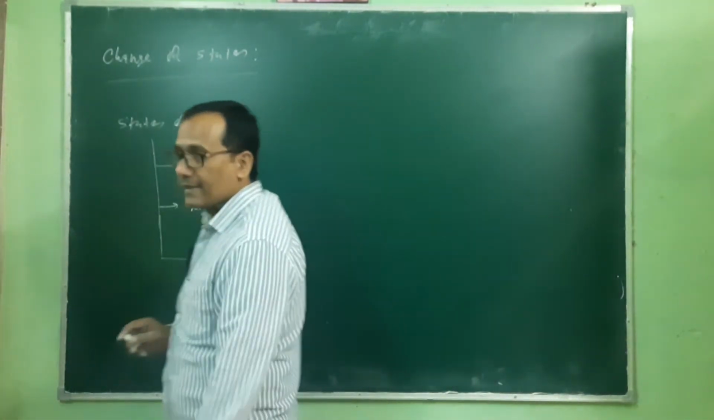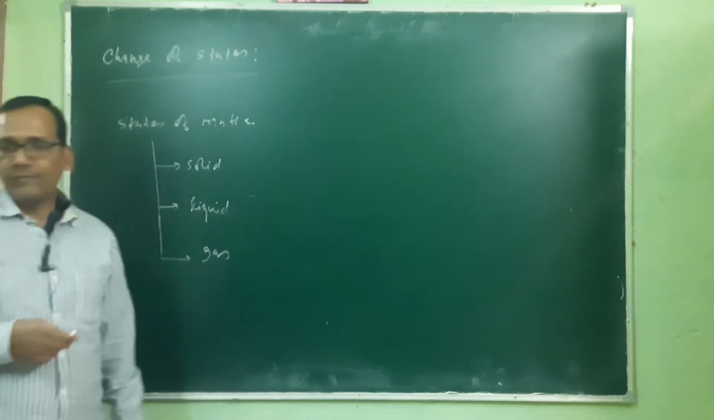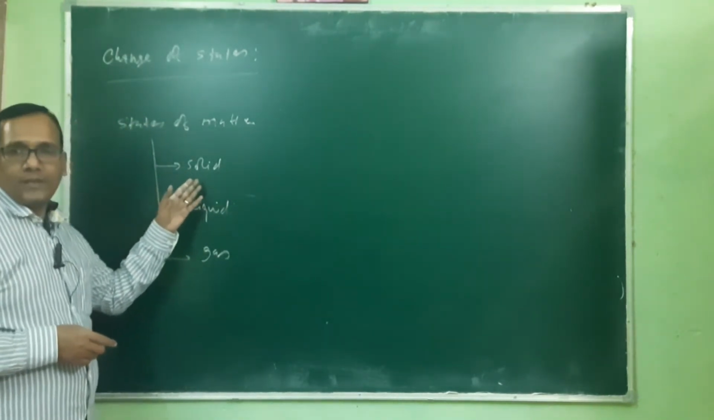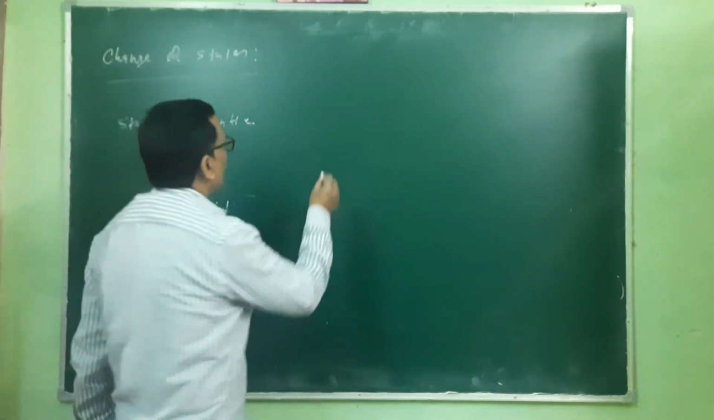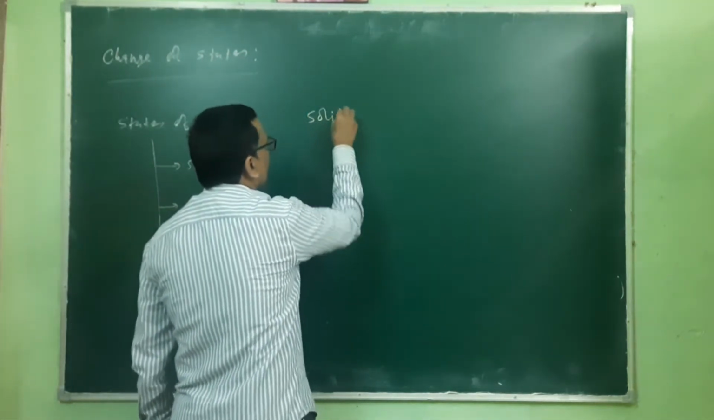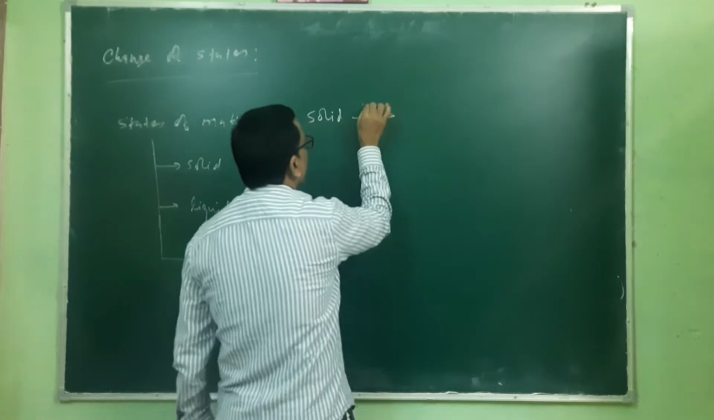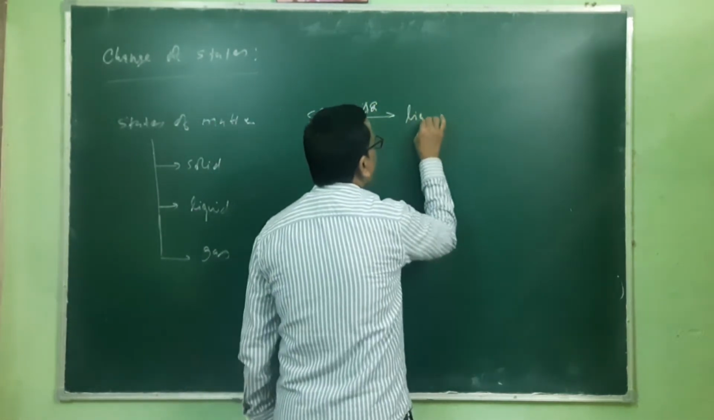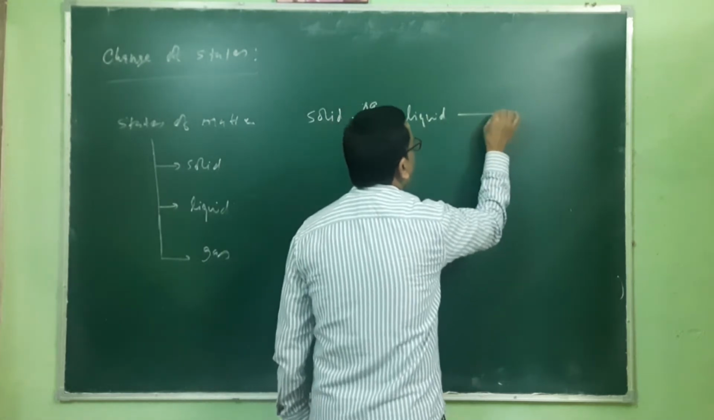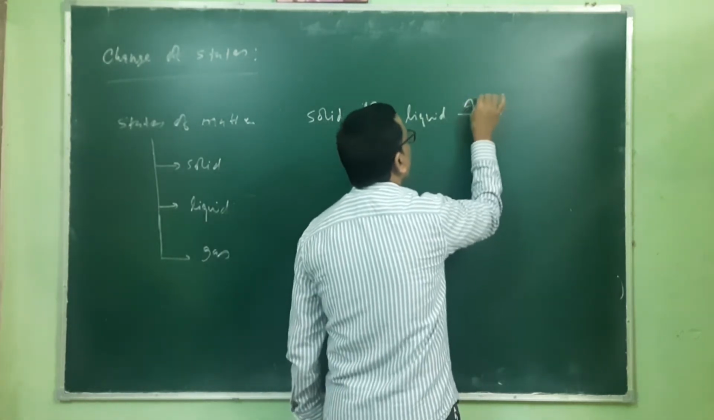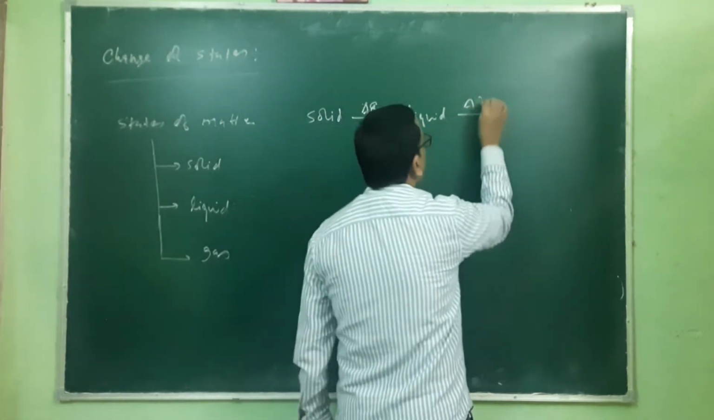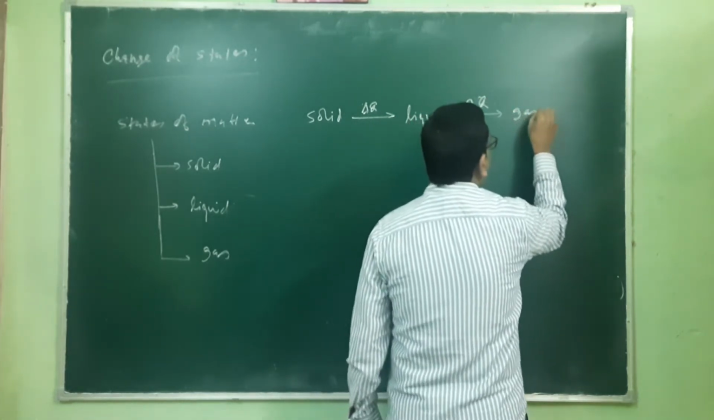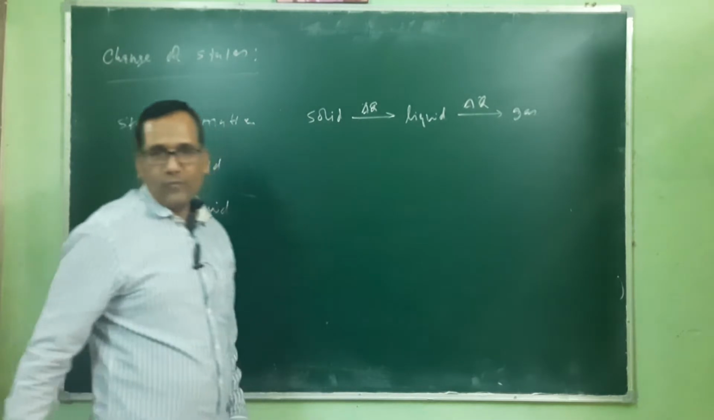Solid, liquid and gas. When we provide heat energy, the material changes from one state to another. So a solid, after being given heat energy, is converted into liquid, and when we further give a sufficient amount of heat energy, it is converted into gas, that is, vapor form.